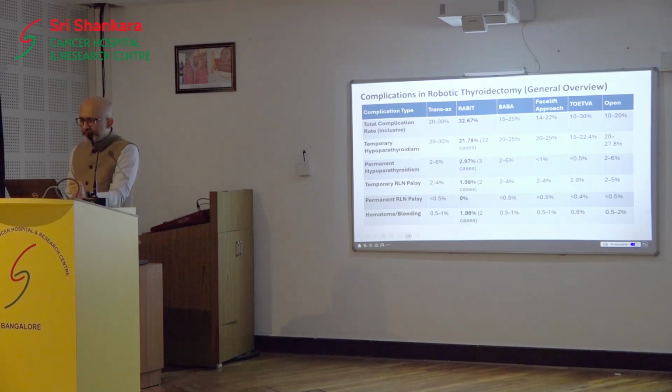And yeah, so coming back to the literature search which I did, this is how it looks. Where do we stand today? Including the learning curve, that is the first 30 cases, our total complication rates today are about 32.67%. I feel if I exclude the first 30, it would look better, but I don't want to do it for the purpose of the learning curve. Temporary hypo is 21%, acceptable by the world standard. Permanent is about 2-3%. So this is how it looks.